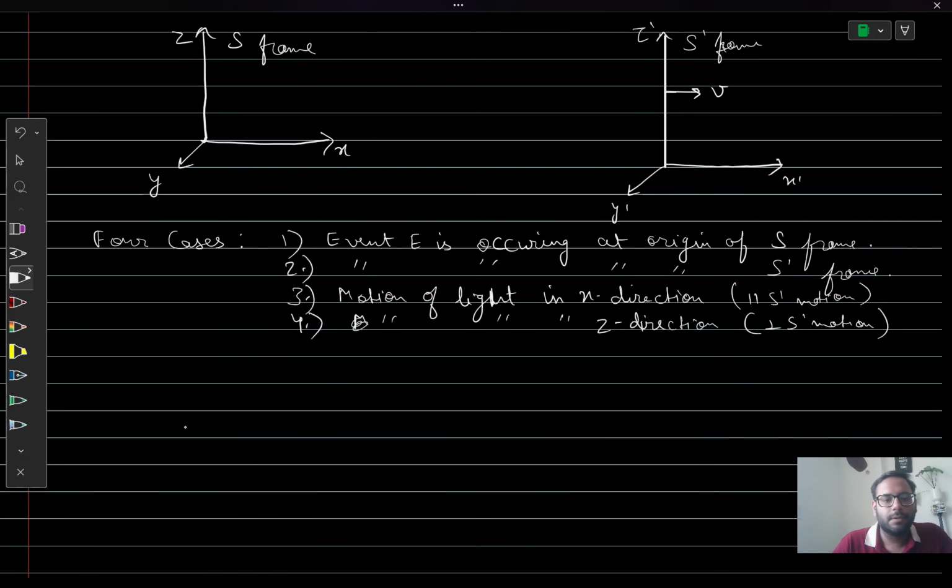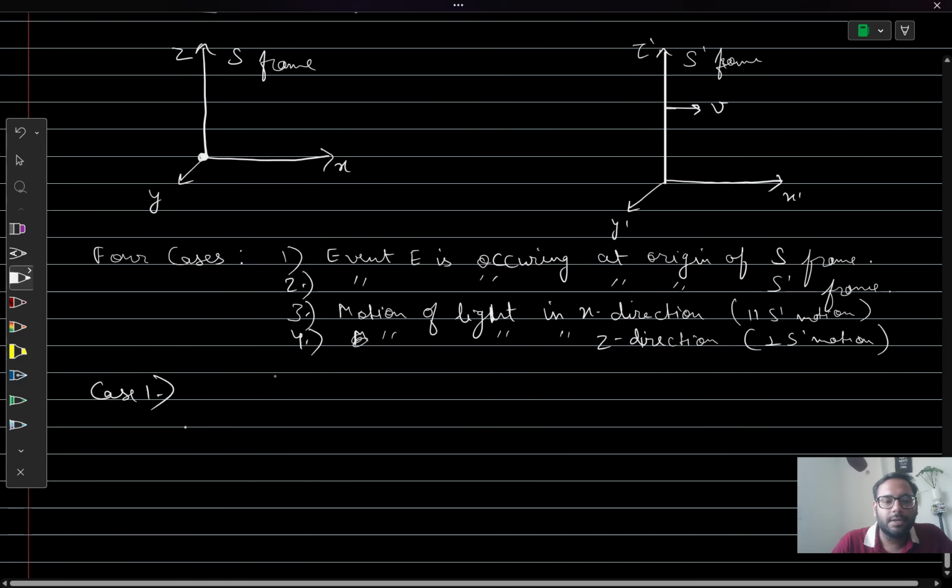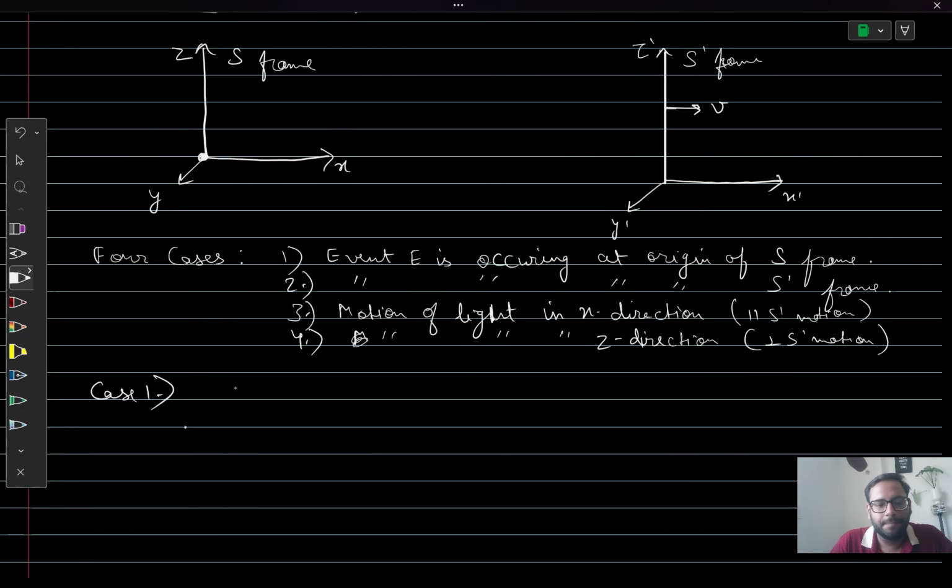Suppose let's take the first case, case 1. My event is occurring at the origin of this S frame. So what will be the coordinates now? Can you tell me what will be the coordinates in S frame? In case 1, the event is occurring at the origin of S frame. So what will be its coordinate? X equals 0, right? And then we will have the coordinates.